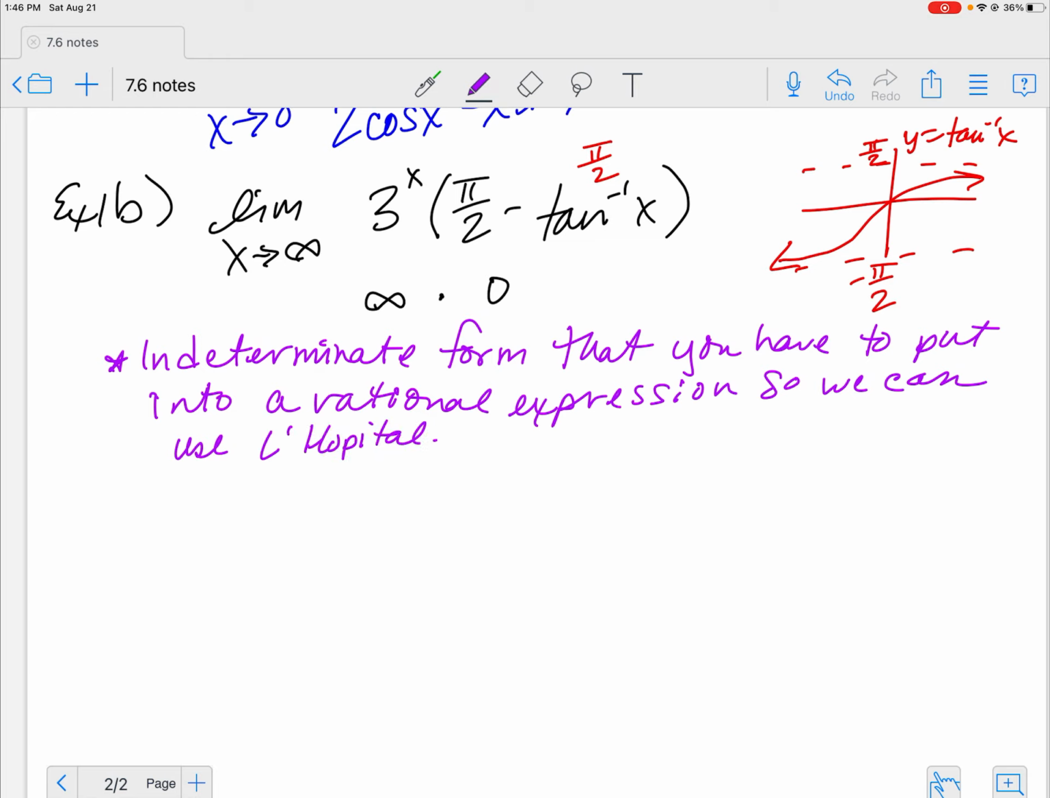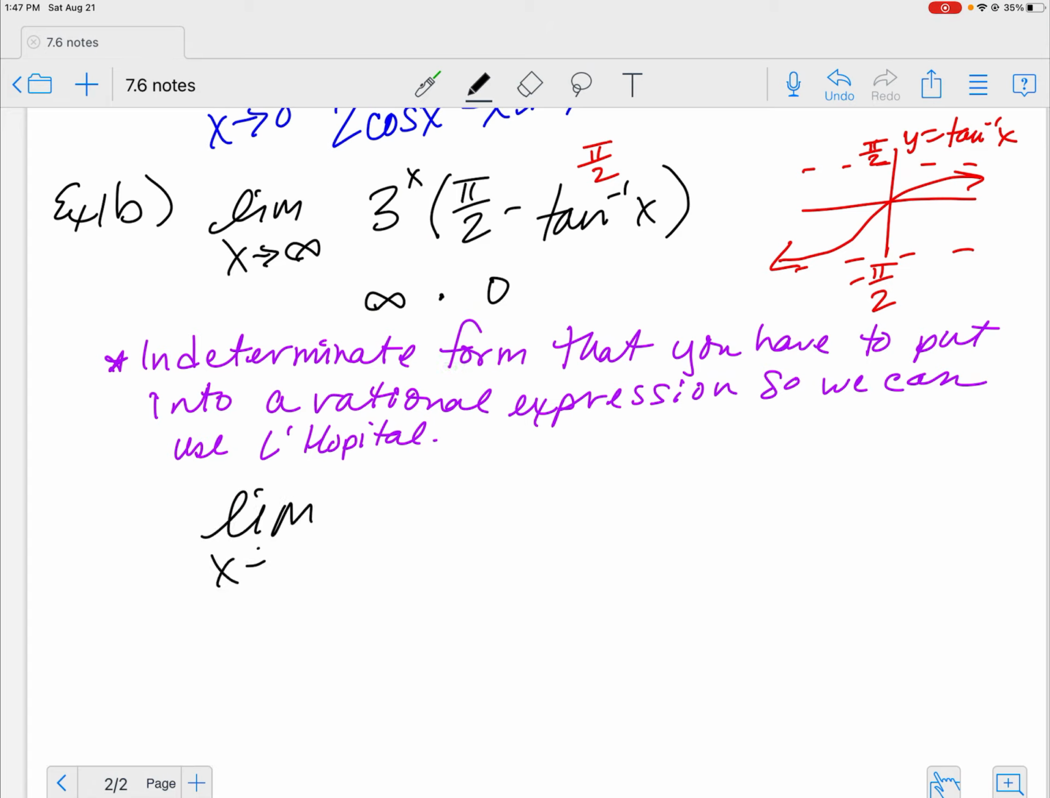Okay? So if you remember that indeterminate form from Calc 1, where we put it into a rational expression so that we can then use L'Hopital. Typically in this one, you have something that is to an exponent. You move it to the denominator and change the sign to the opposite, right? And that's how we get it set up.